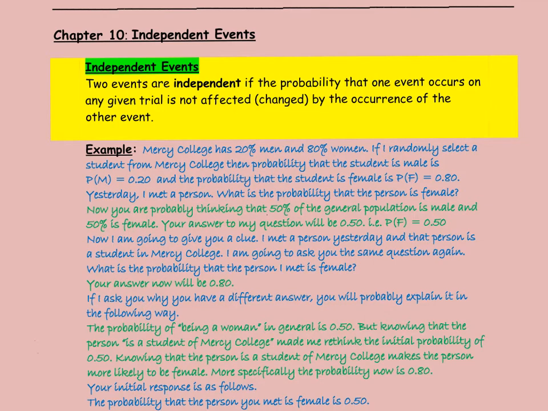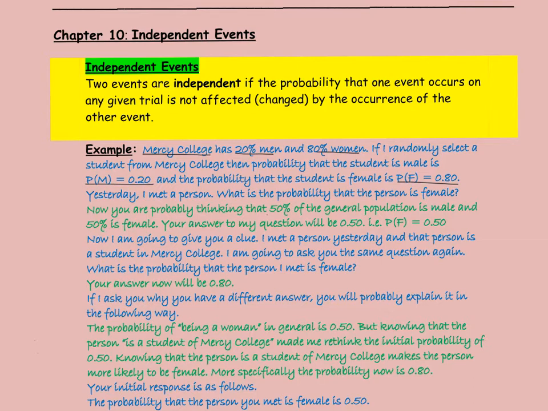So when can we say two events are independent events? That's the question we'll try to answer in this video. Let's take the first example. Let's look at the student population of Mercy College, 20% men, 80% women. So if I randomly select a student from Mercy College, then the probability that the student is male is 0.20, and the probability that the student is female is 0.80.